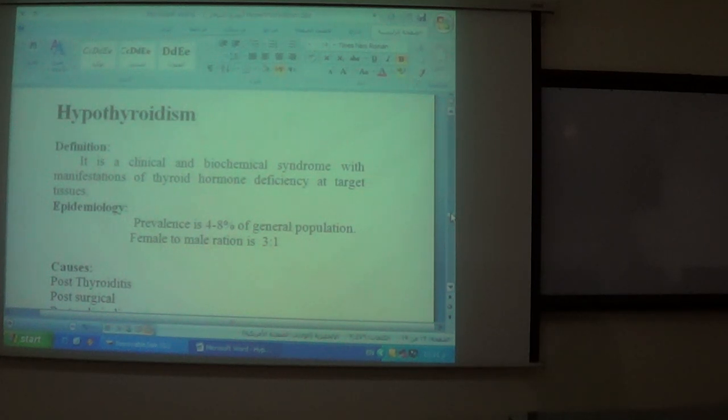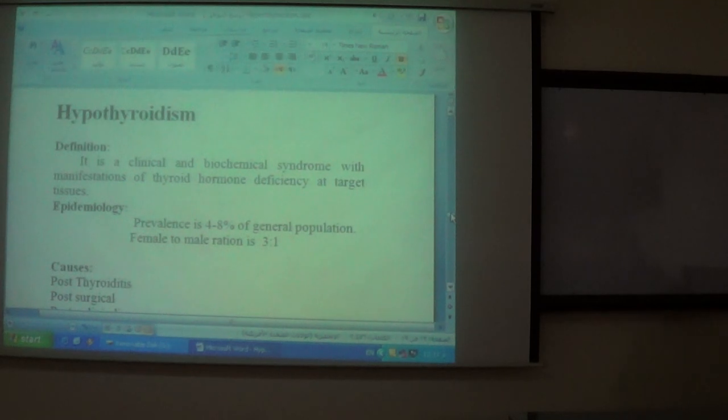Epidemiology: prevalence is 4 to 8% of the general population. It is not so rare. It is rather a common disease with female preponderance. Female to male ratio is 3 to 1, as with most autoimmune diseases, whether of endocrine or collagen background, which are common in females. You know? Okay.